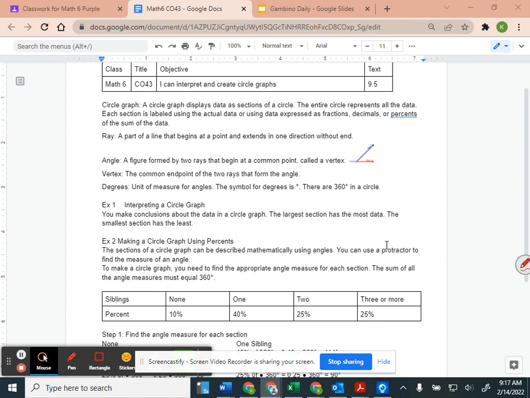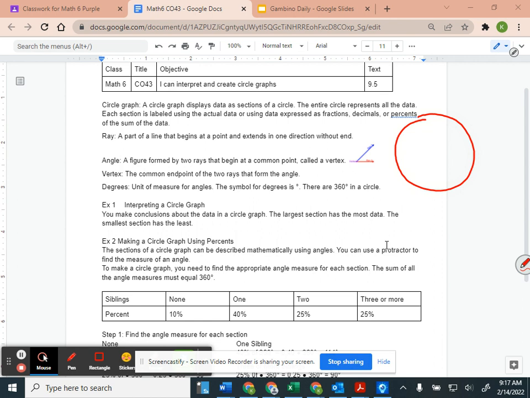So we've talked about other kinds of graphs, the bar graphs, the line graphs. Now we're working with a circle graph. The entire circle represents all the data. So we have a circle, and all of our data is in that one circle.